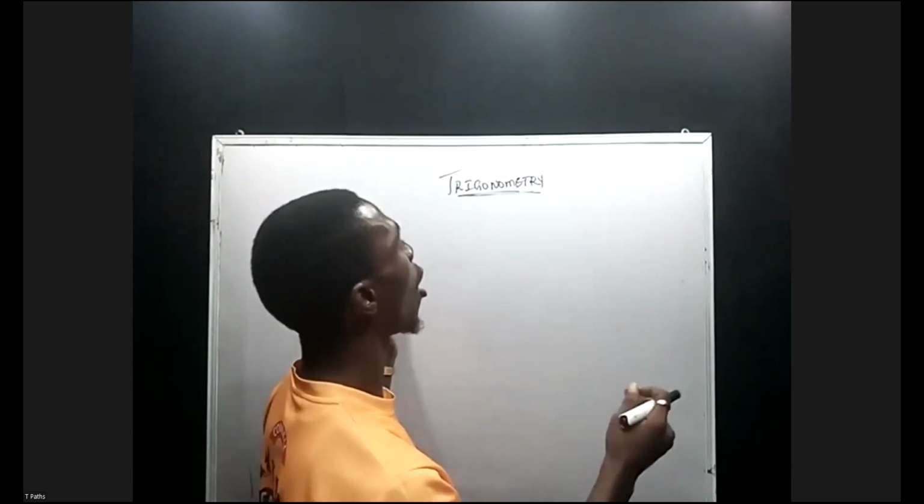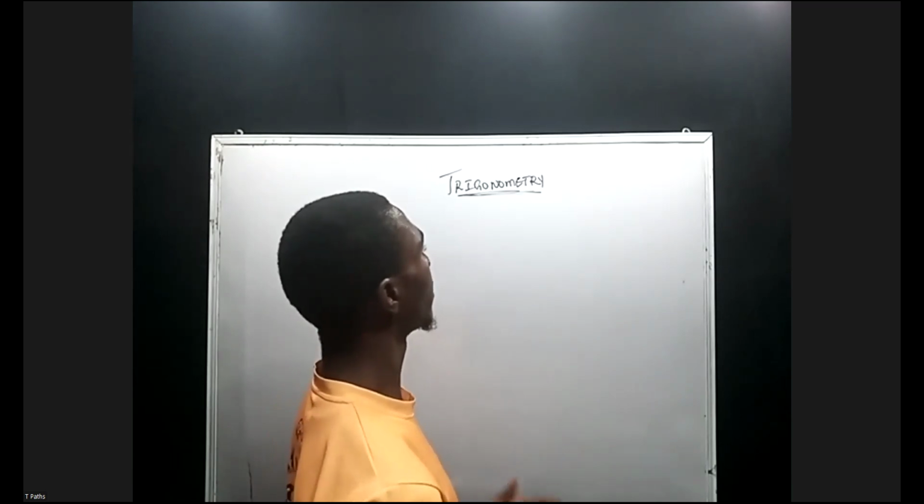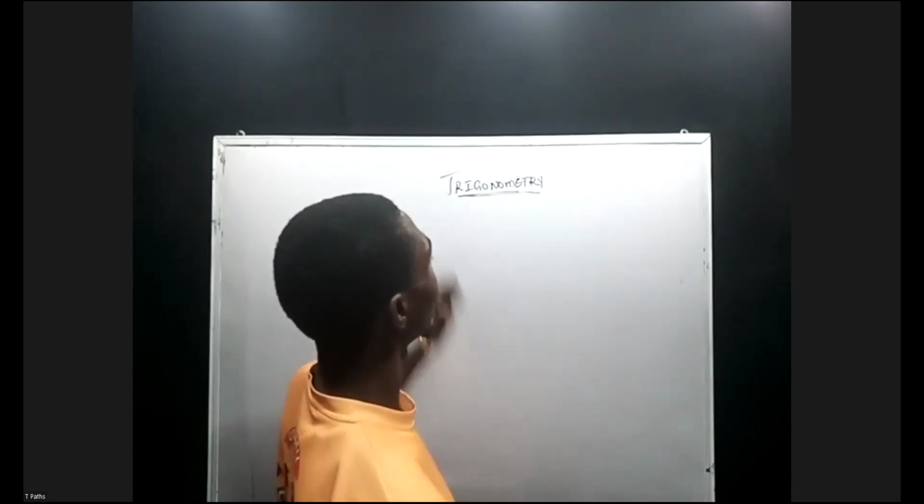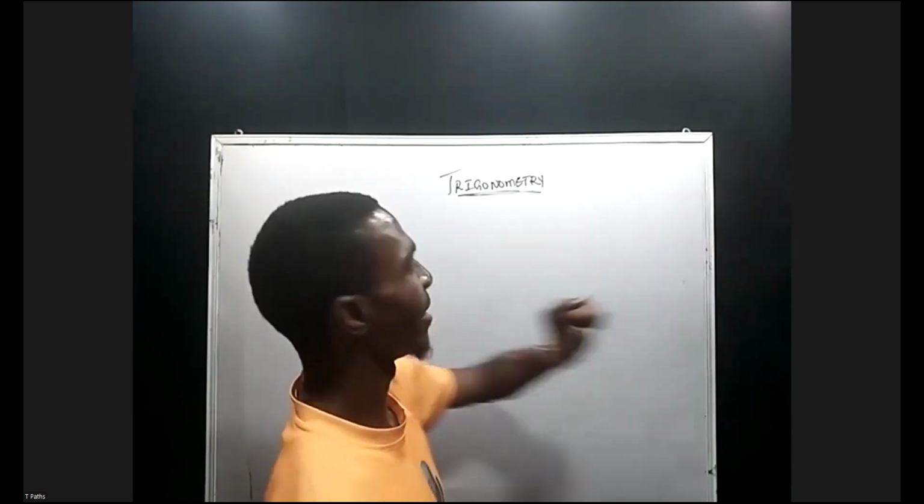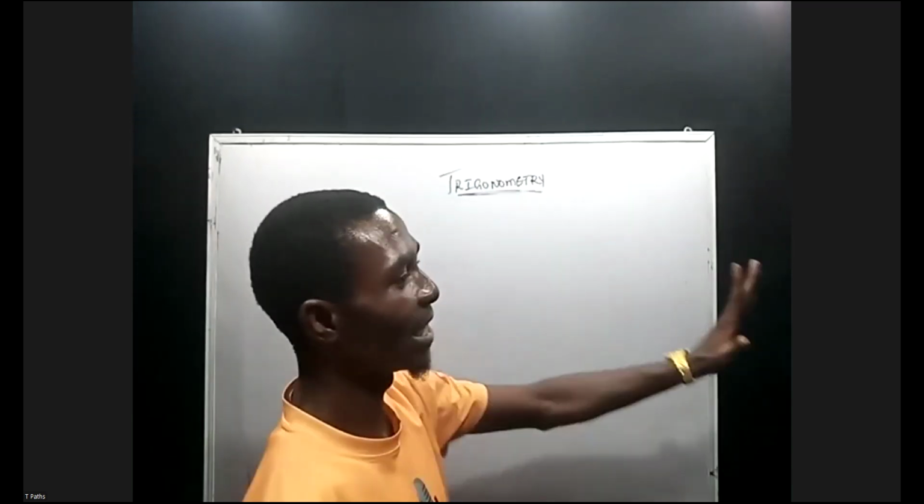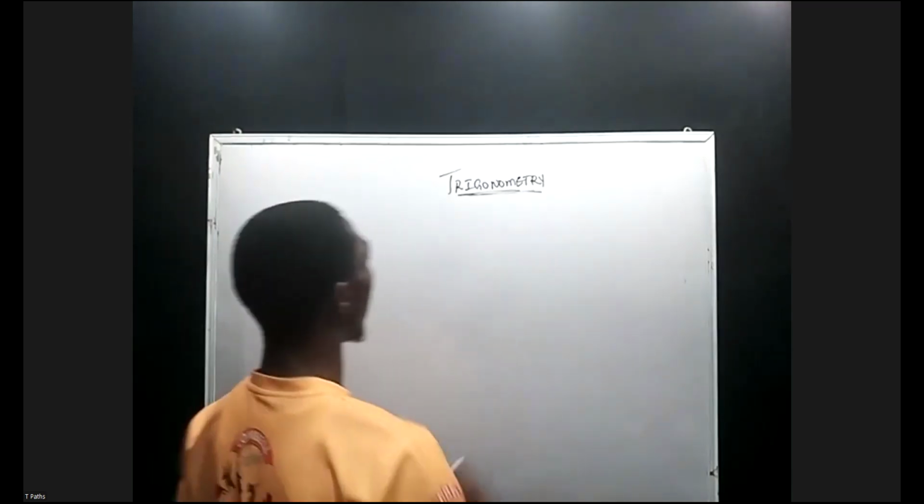Trigonometry. Trigo means triangle. Metry means study. We are studying triangles in today's section. I believe you are aware.